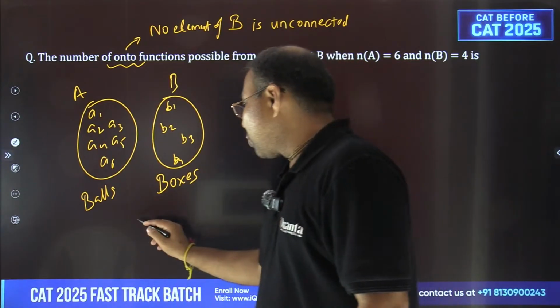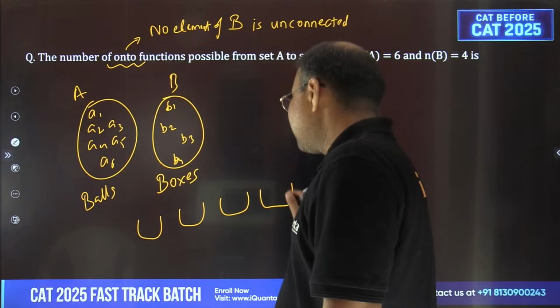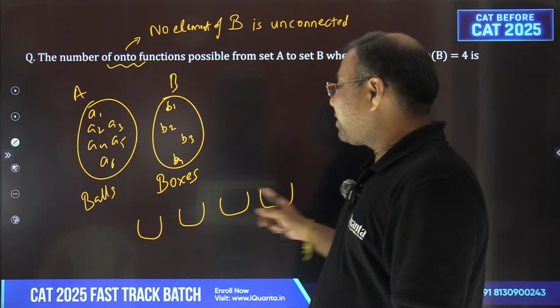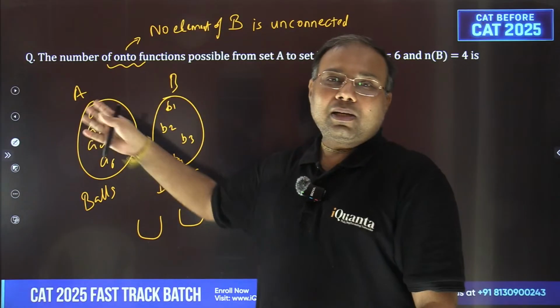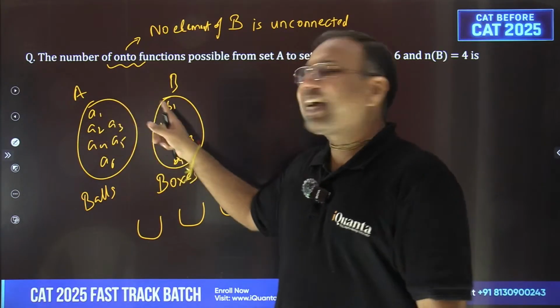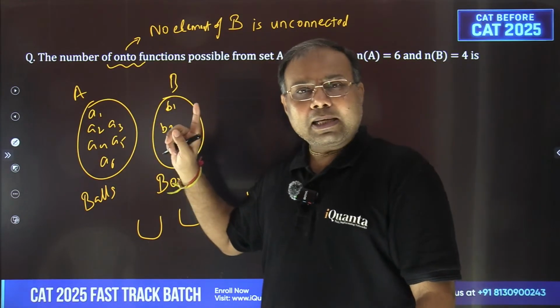So we are having 4 boxes, 1, 2, 3, 4, right? So these are the elements of set B, right? Now no box can remain empty because we are going to put all these 6 balls into these boxes. They must be put in exactly one of the boxes, right?